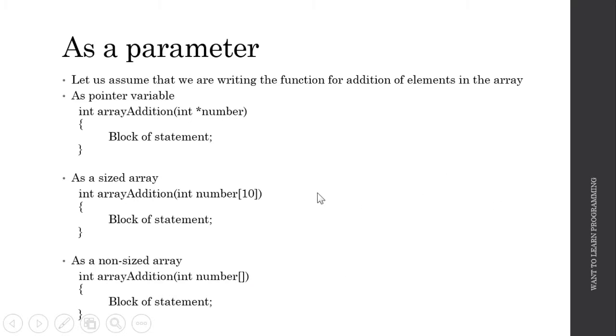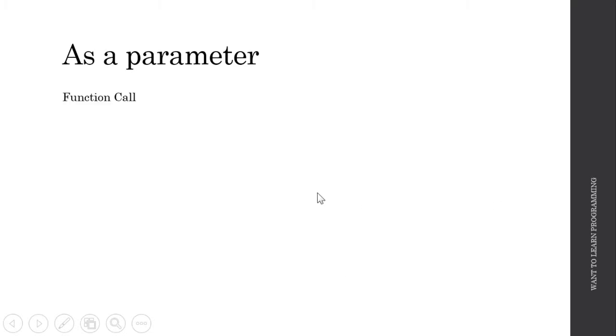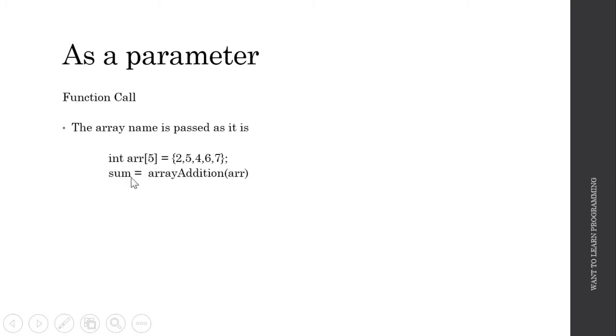Let's look at how the function call is made as a parameter. The array name is passed as it is in the function call. For example, if we assume that the array of 5 elements is int array of 5 equal to 2, 5, 4, 6 and 7, then the function is called like this: sum equal to array addition of ARR. As the return type of that function was an integer, the function returns the sum to this sum variable. The function is called by just sending the array name inside the parameter list.